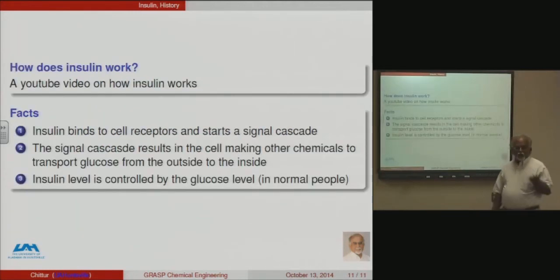It's fascinating. If you are interested in understanding how insulin works, I provided a link to a YouTube video on how insulin works. It's a pretty nice video, actually. It tells you the difference between type 1 and type 2 diabetics, the difference between not having enough insulin and not having the right type of insulin, and so forth. And there are a few facts about insulin mentioned in the YouTube video that you can watch.